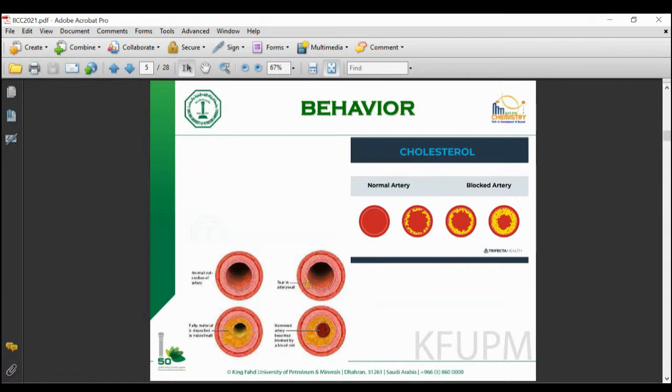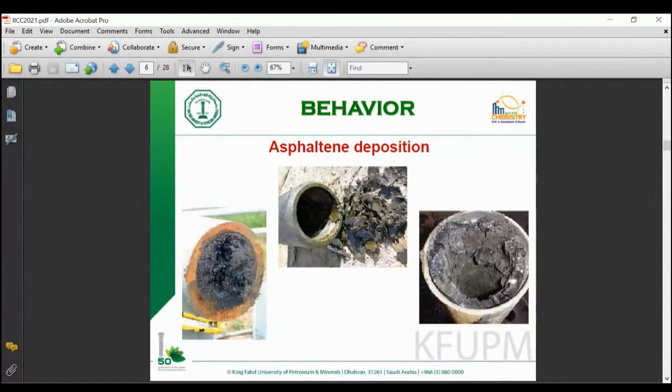What is the significance? Why am I showing this? Because this cholesterol is a part of the blood. We cannot get rid of it. And at the same time, it also deposits in our arteries. Asphaltene is the cholesterol of the crude oil.